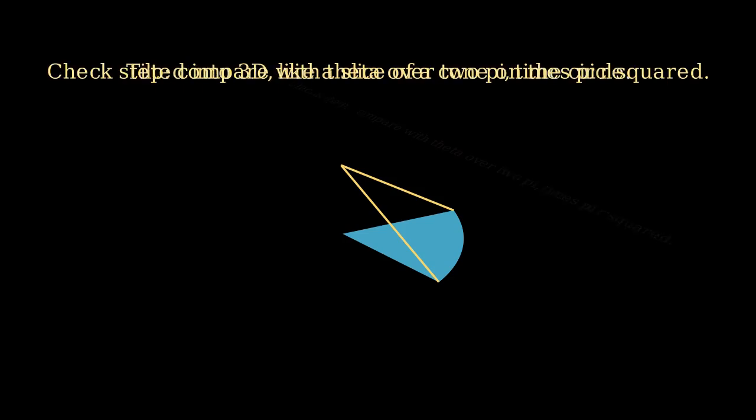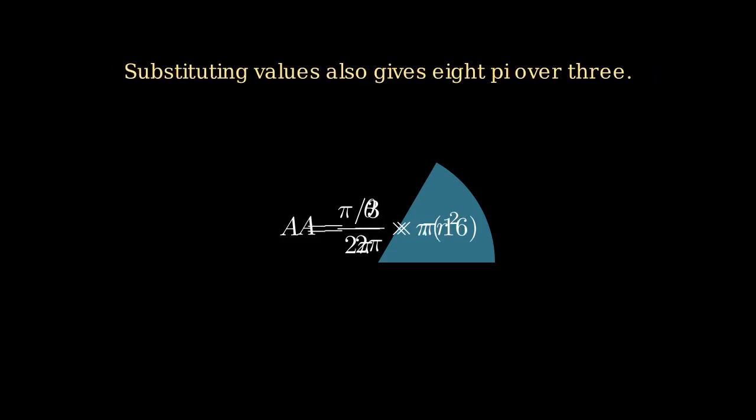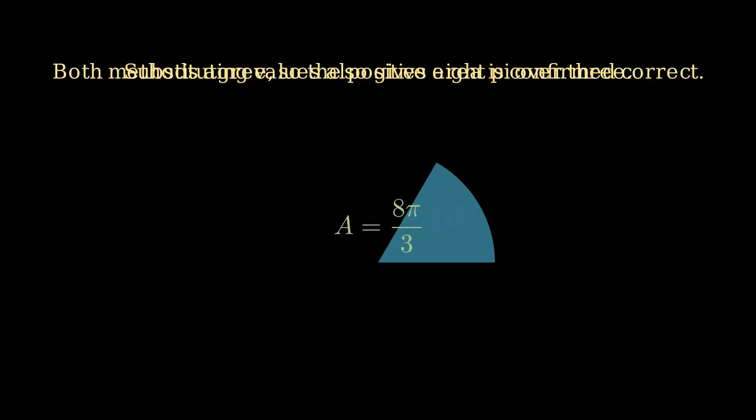For our check step, we compare this to the ordinary sector area formula, which is theta divided by 2 pi times pi r squared. Substituting our values, the quantity pi/3 divided by 2 pi times 16 also gives 8 pi/3. Since both methods agree, and the area is a positive number that matches a small 60-degree slice of a circle of radius 4, our answer is confirmed correct.